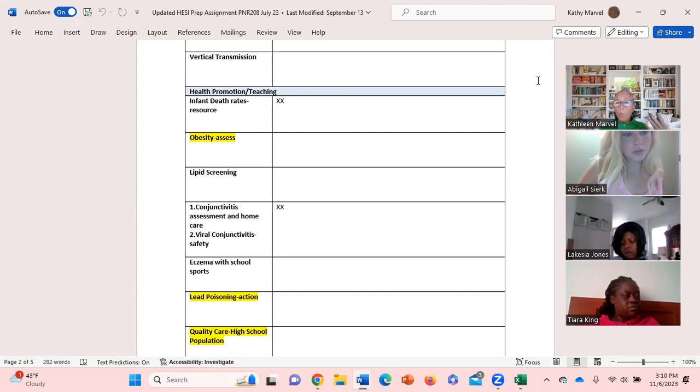Lipid screening. Why in the world would they be asking about lipid screening with regards to community nursing? What are they looking to find? High cholesterol levels. Why do you do lipid screening? To assess for high cholesterol or high blood pressure.